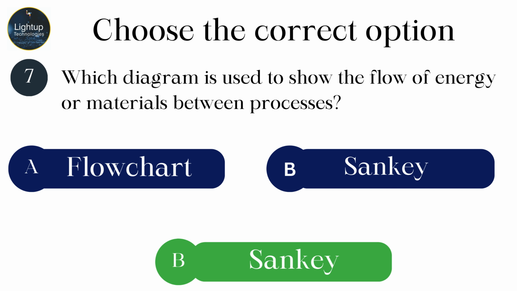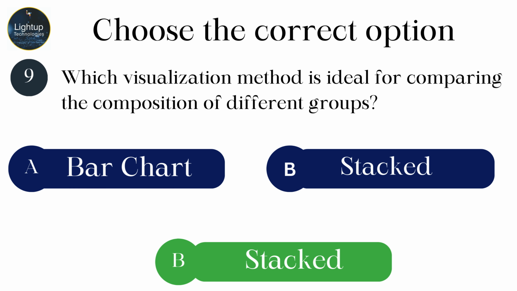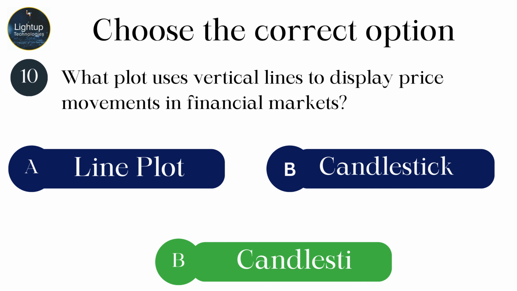Which diagram is used to show the flow of energy or materials between processes? What type of chart helps in displaying hierarchical data as a set of nested rectangles? Which visualization method is ideal for comparing the composition of different groups? What plot uses vertical lines to display price movements in financial markets?